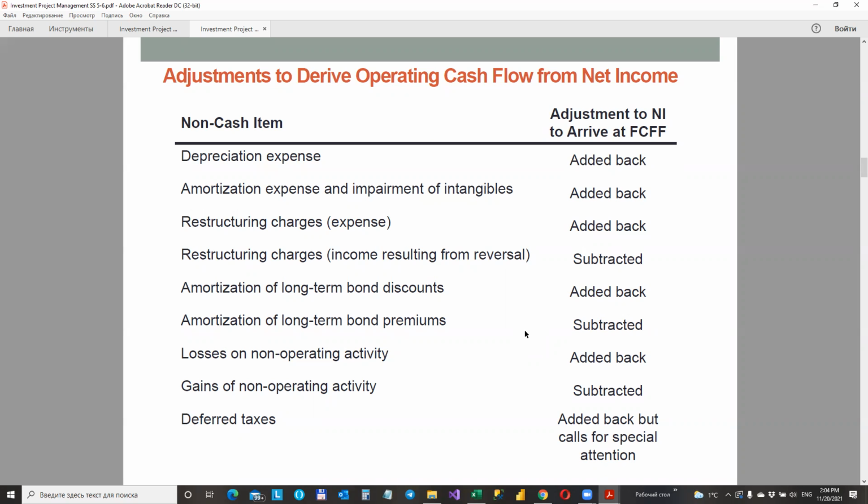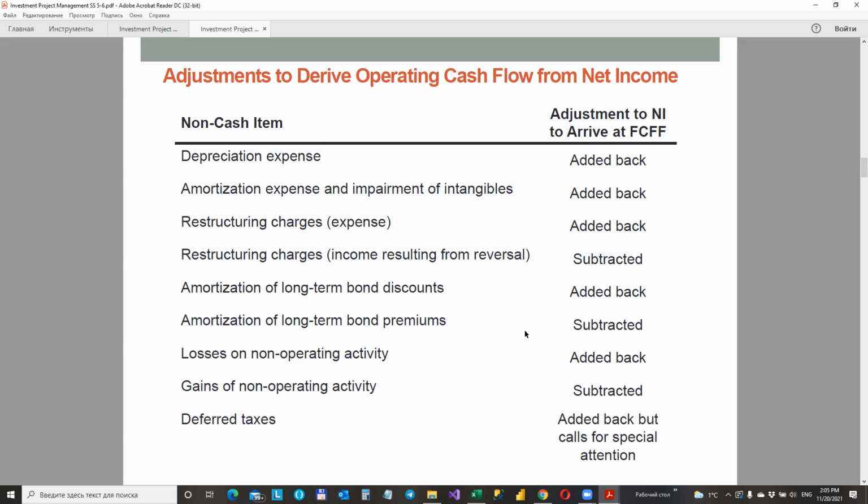For example, if a company sells a piece of equipment with a book value of 60,000 euros for 100,000 euros, it reports the 40,000 euros gain as a part of net income. The 40,000 gain, however, is not equivalent to the transaction cash flow and therefore must be subtracted to derive operating cash flow from the net income.